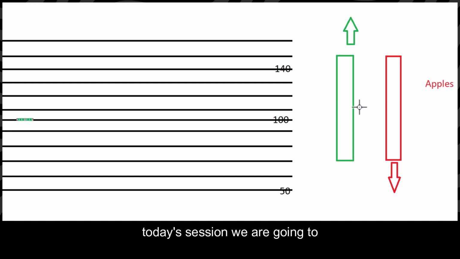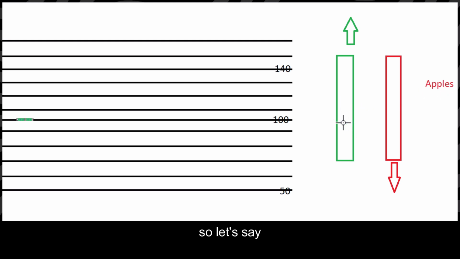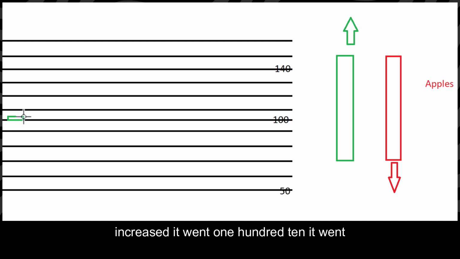For today's session, we are going to use the example of apples. Let's say today, when the market started at 8 a.m., the price of one apple was, let's say, $100. So the price of the apple started at $100. From $100, it increased. It went to 110, 120, 130, and 140.